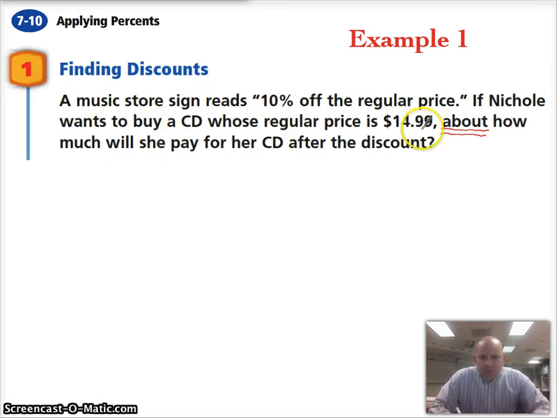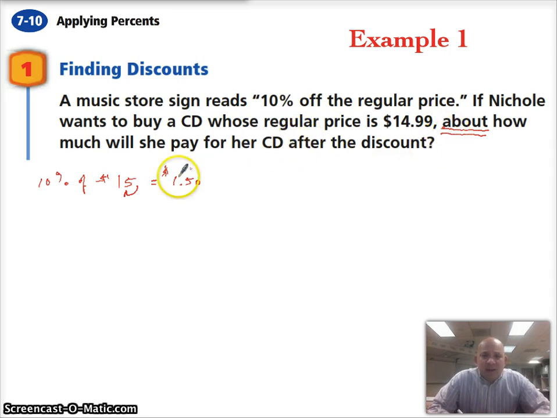I'm going to go ahead and turn $14.99 into $15. It says 10% off the regular price. Well, what is 10% of $15? I'm going to move that decimal point over, which leaves me with 1.5. 1.5 means essentially $1.50. Is that the answer?